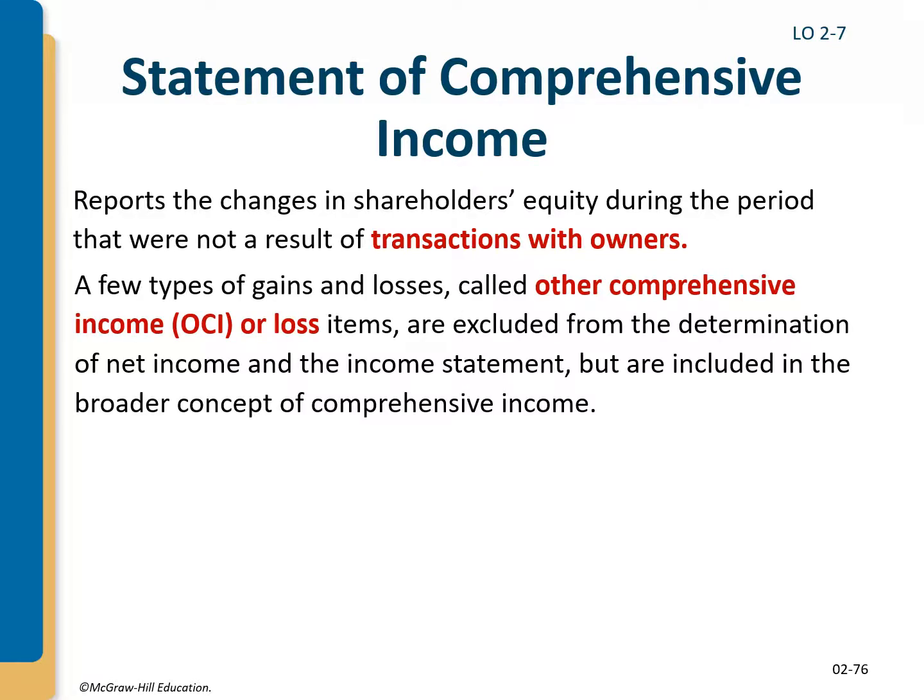This statement always starts with net income. Net income is income. But there may be other things that are not allowed on the income statement that are considered gains and losses. And when we record them, we kind of bypass the income statement and we put them directly into shareholders' equity. One such item is unrealized gains or losses on available for sale bonds. Wow, that was a lot of stuff, right?